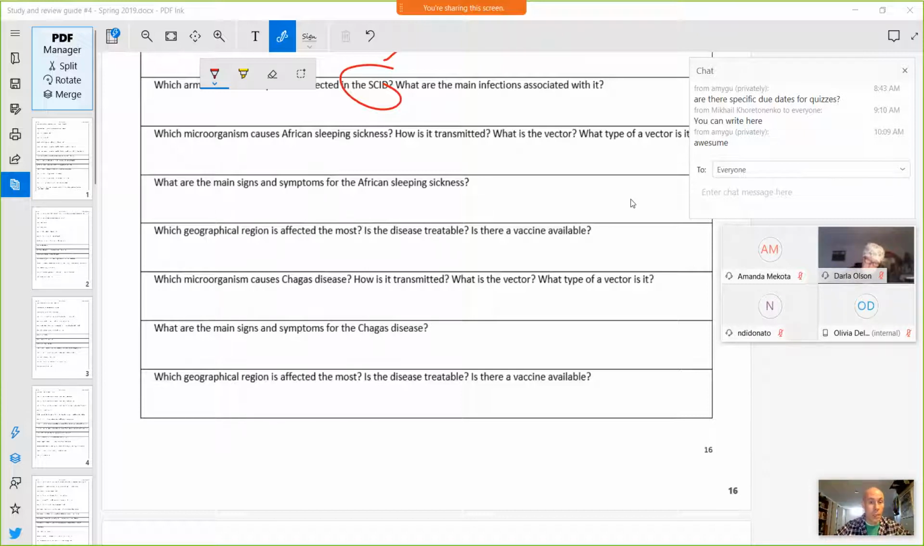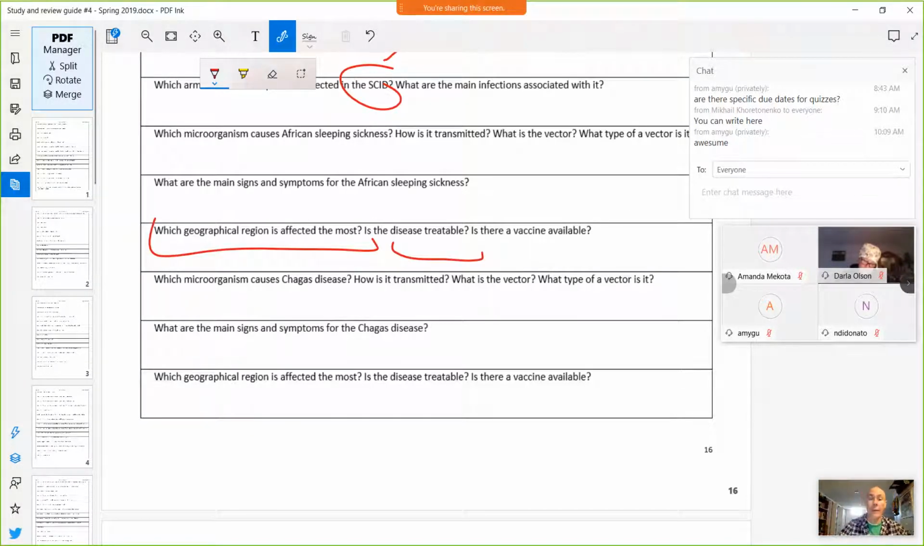African sleeping sickness, microorganism Trypanosoma brucei, transmitted by the tsetse fly, so it's a biological vector. Signs and symptoms: fever, headache, myalgia, primary infection, then multiple organ failure, lassitude, neurological problems, and death. Geographical region, well, Africa. Disease is treatable.